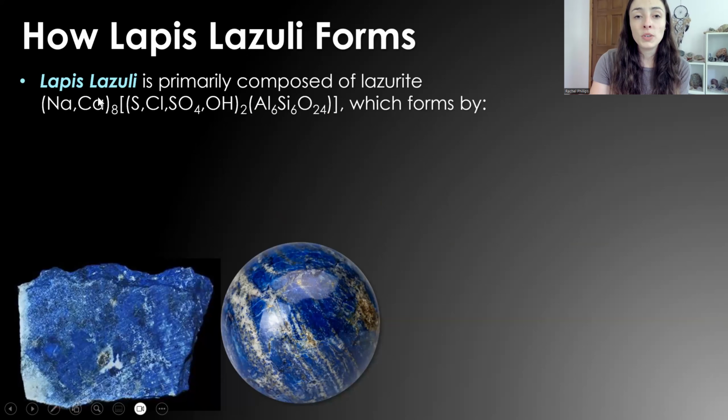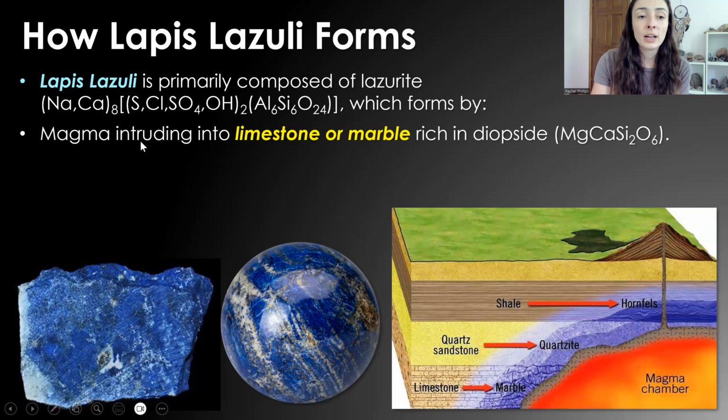to change. Now moving to lapis lazuli, this is primarily composed of lazurite, which is a mineral with this huge long formula, but it also has other secondary minerals in it, but the main component is lazurite. And basically lazurite forms when magma intrudes into limestone or marble rich in diopside, which is a magnesium calcium silicate mineral. So remember that when magma intrudes into pre-existing rocks, it can cause contact metamorphism to whatever those rocks are that are in contact with the magma chamber.